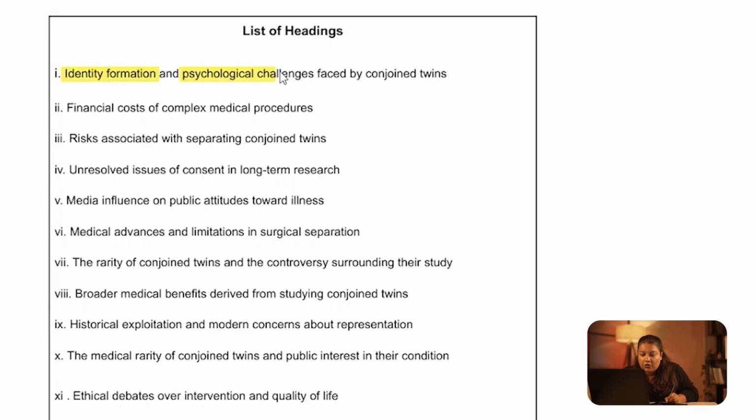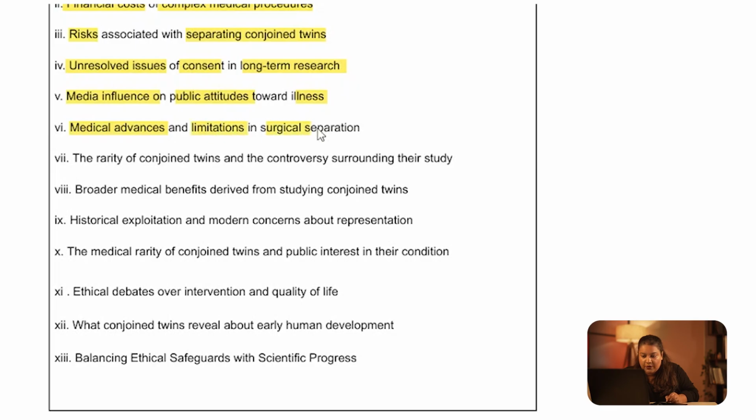Identity formation and psychological challenges, financial cost, complex medical procedure, risks separating conjoined twins, unresolved issues of consent in long-term research, media influence in public attitudes towards illness, medical advances and limitations in surgical separation, the rarity of conjoined twins, controversy, broader medical benefits, studying conjoined twins, historical exploitation and modern concerns about representation, medical rarity of conjoined twins and public interest in their condition, ethical debates over intervention and quality of life, conjoined twins reveal about early human development, balancing ethical safeguards with scientific progress.